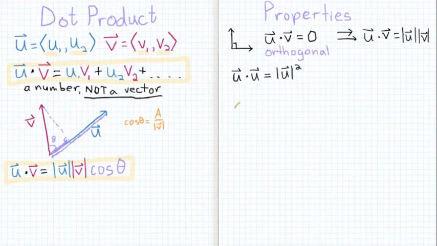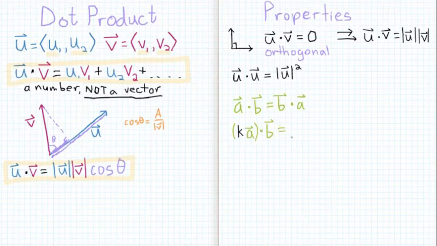Hang in there, we're almost done. We can always reverse the order of vectors in a dot product without changing the result. We can also factor out a constant from a vector and then turn it into a coefficient for the dot product without changing anything. The dot product of any vector with the 0 vector is always 0, and that means that 0 is orthogonal to every vector.